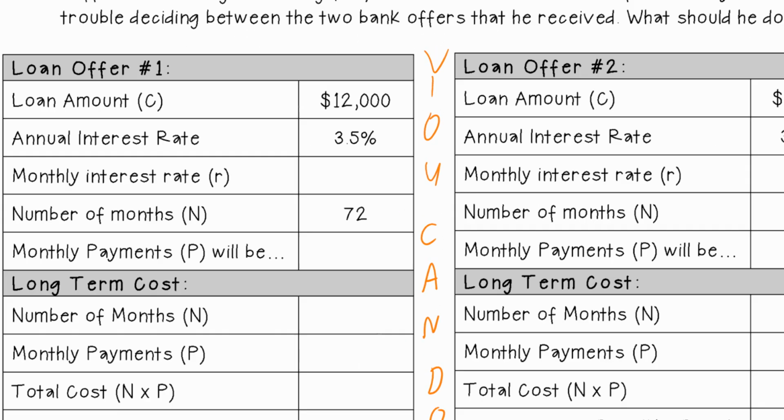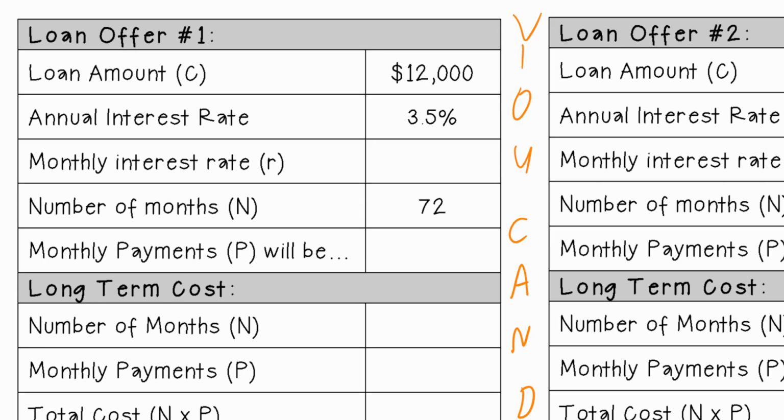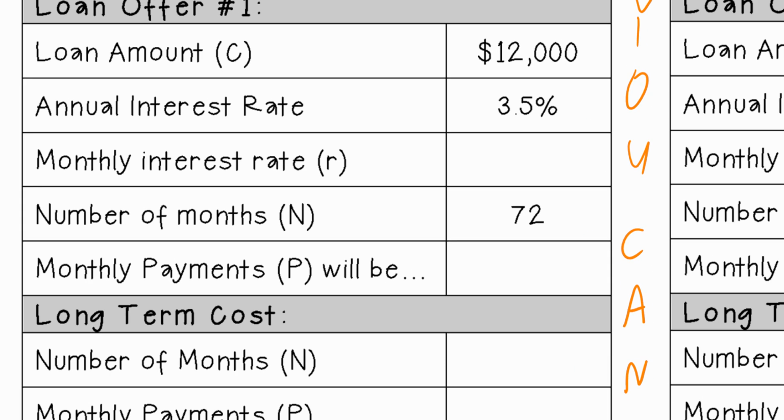Step 2, if I zoom into the first table, here's the information about the first loan offer. The loan amount, which we're going to denote using capital C, is going to be $12,000. The second piece of information is the annual interest rate, which is 3.5%. Now, how do we use that number to calculate the monthly interest rate?